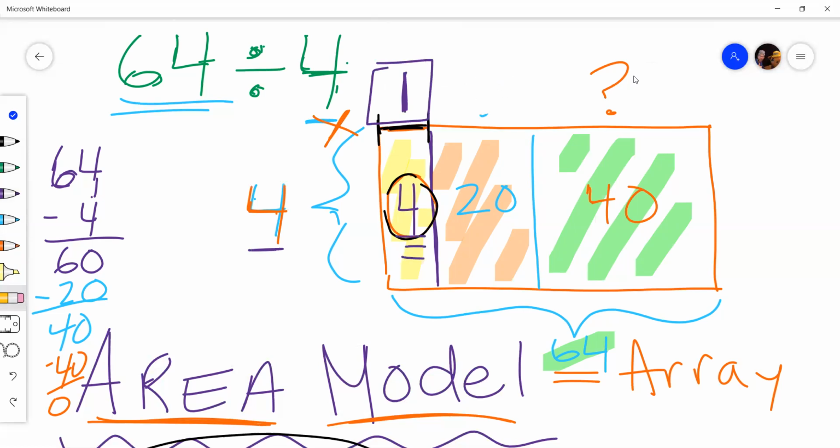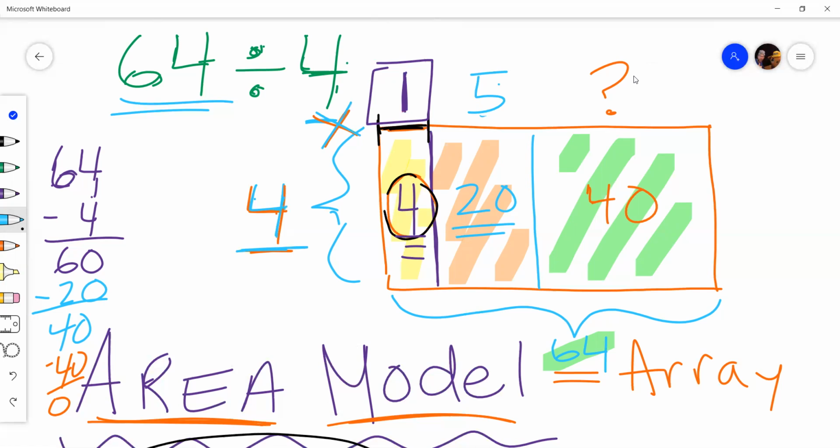Now, I'm going to do the same thing. 4, let's do this in another color. 4 times what equals 20? Oh, well, that's 4 times 5, right? This is, again, where math facts come in so handy. So 4 times 5 is going to be 20.